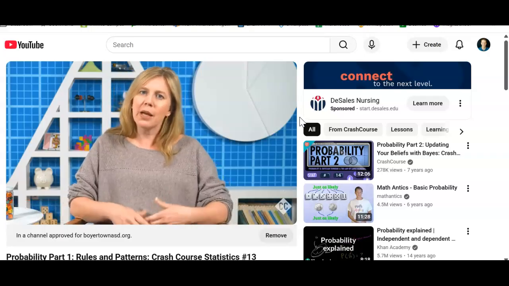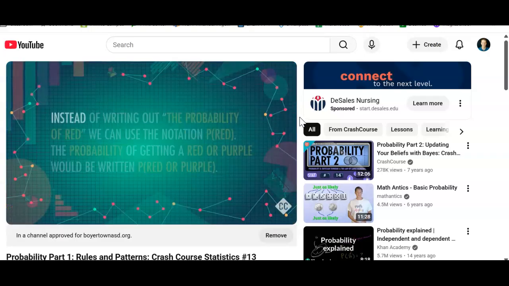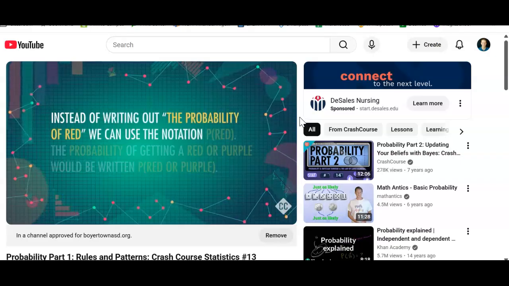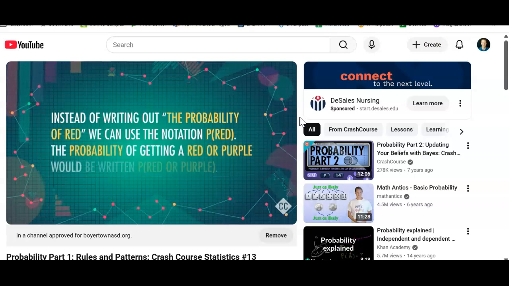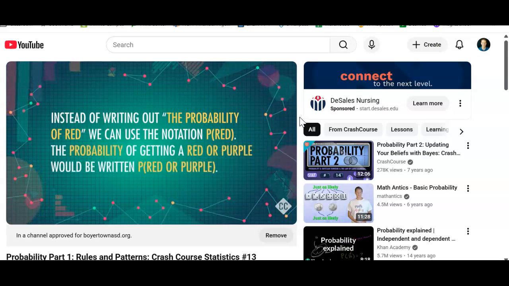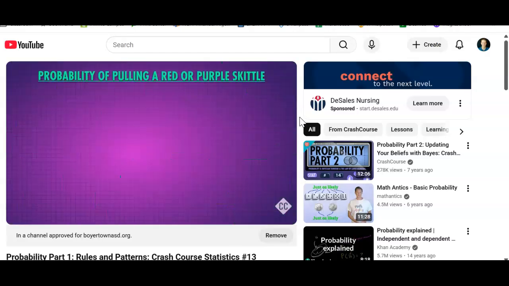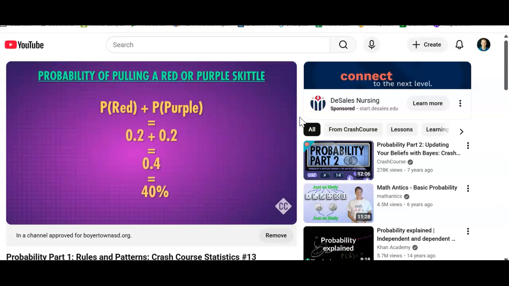I'm going to be talking a lot about probability in the next few episodes. I'm going to introduce a little notation. Instead of writing out the probability of red, we can use the notation P of red. The probability of getting a red or purple would be written P of red or purple. So far, we know what the probability of red or purple is. It's P of red plus P of purple, or 0.2 plus 0.2. That equals 0.4, or 40%.